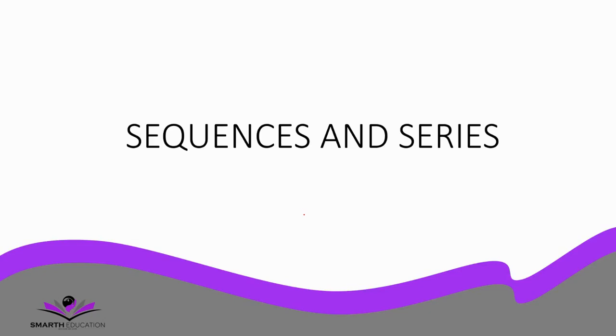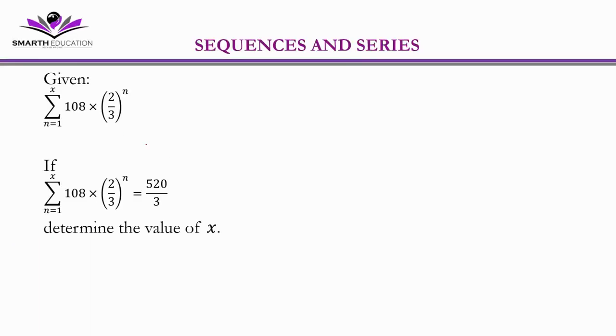Welcome back. Let's do question 282. Given this sigma notation with the general term, if this series is equal to 520 over 3, determine the value of x. Right, in the previous question, we said that this is our general term.